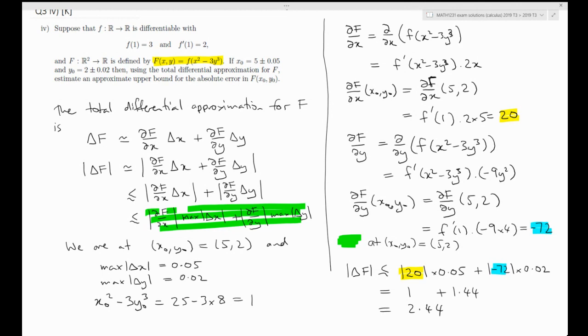We haven't actually been asked for what the value is in this question. That would come from calculating capital F of 5, 2, which would be little f of 1, which happens to be 3. But that 3 didn't actually enter into our estimate of the error bound. So we didn't actually need that piece of information. Does that make sense? Any questions on that?